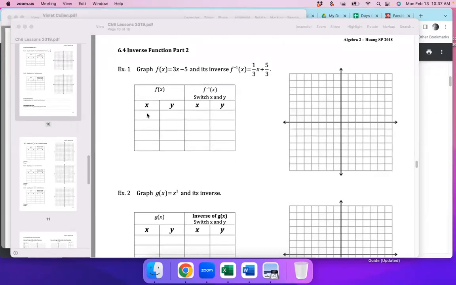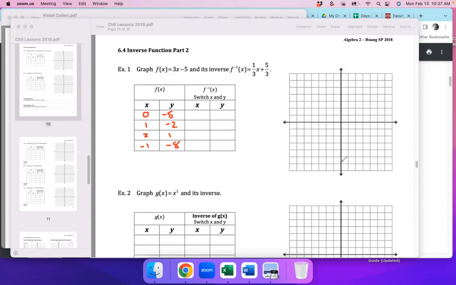All right, so I did 0, -5. Do you get that, Lizzie? And then 1 and -2. And then I did a 2 and 1. And then -1 and -8.